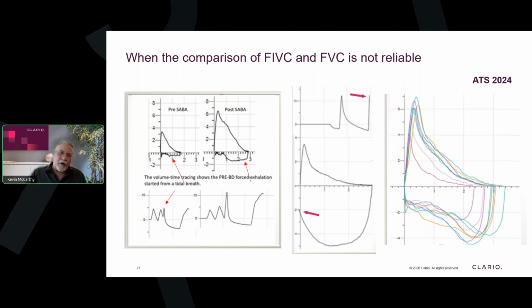If you look at the curve on the left, it really is not showing all that much obstruction. There's really only a modest degree of concavity in the expiratory flow volume curve. Yet if you look at the magnitude of the response, both in volume and the flow the airways are supporting during the exhalation, this is many standard deviations above the expected response in an asthmatic. And you don't have to look too far to find out how that could be. If you look just below the flow volume curve on the left, you'll see a volume time tracing showing the forced exhalation started from a tidal breath.